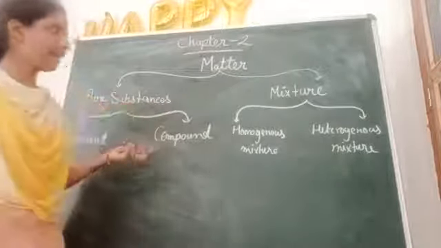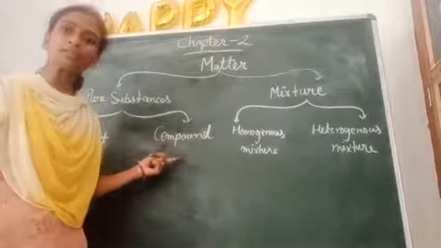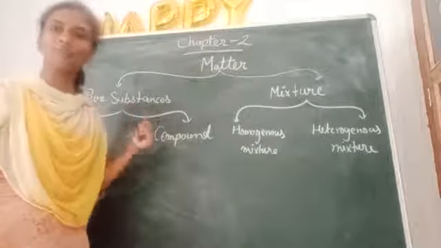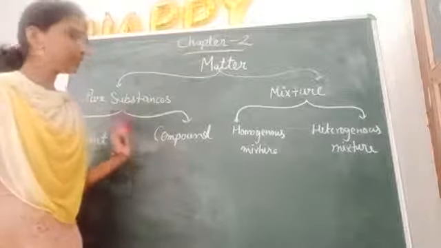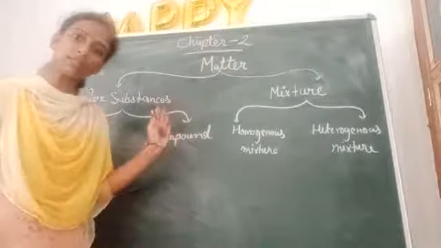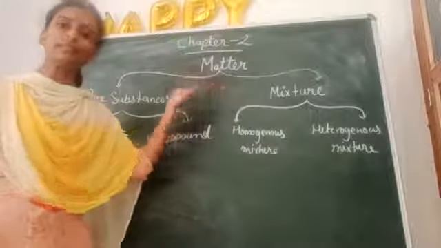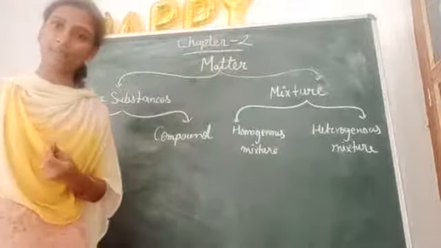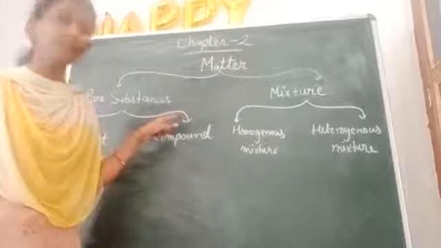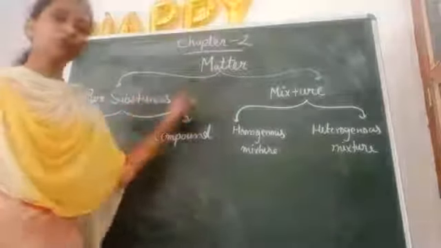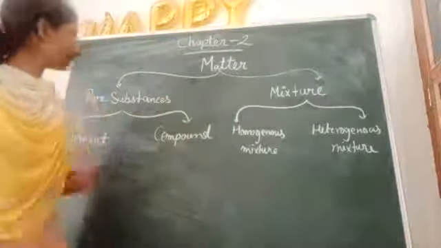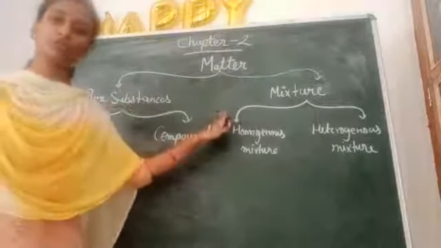I have already given the general introduction about matter during the physical class, and today I will revise the things that I have already taught in the class. So matter is anything that occupies some space and has some mass, and that matter is further divided into two categories. What are they? That is pure substances and mixtures.